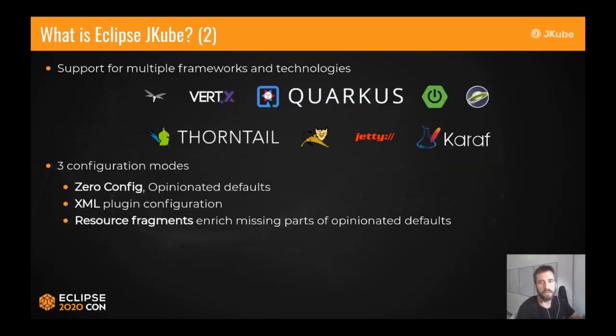And then JKube is based on a set of very strong opinionated defaults. So we are actually offering configuration defaults for many different frameworks and technologies, and this really should be enough for many of your applications, but probably it's not for some. So then we have this XML plugin configuration. So you can actually override these defaults in your Maven plugin configuration. Or then we also offer these resource fragments, which is also a very, very easy way in order to improve the cluster configuration manifest that we provide. So you can provide parts of these configurations, some small fragments that then will be merged into the actual resources that were generated by JKube with its opinionated defaults.